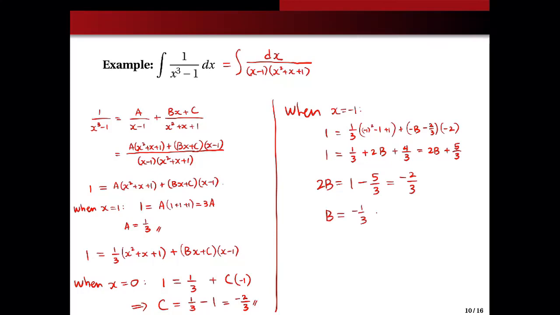Okay? Any questions? So a is 1/3, b is negative 1/3, and c is negative 2/3.